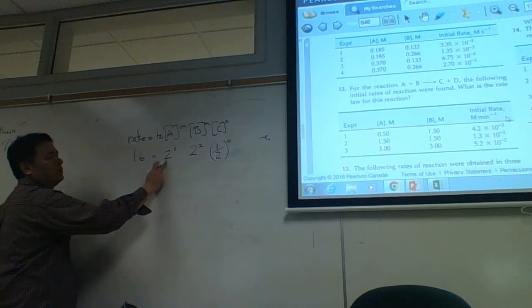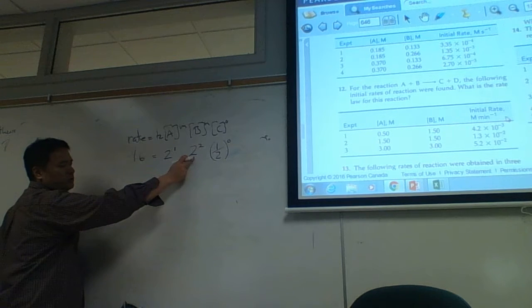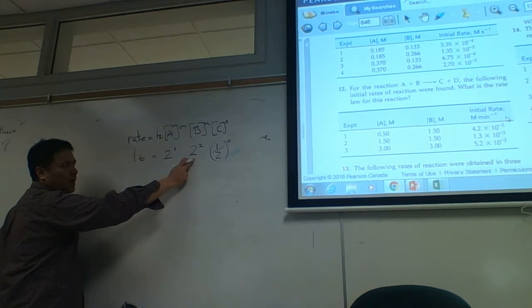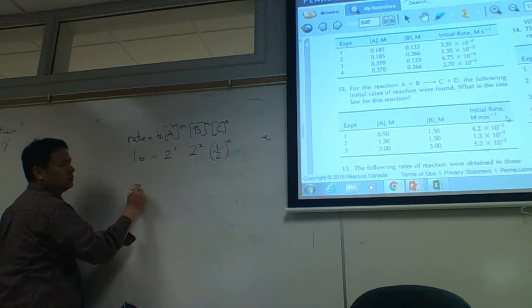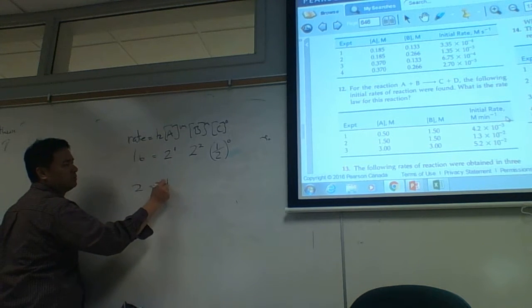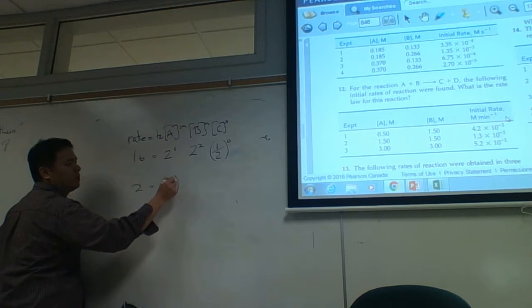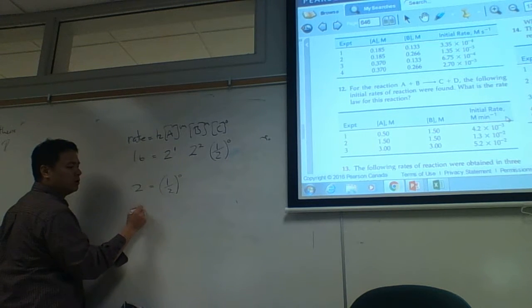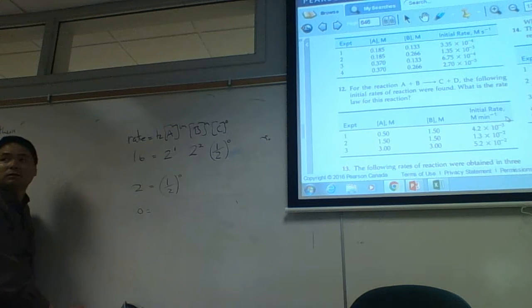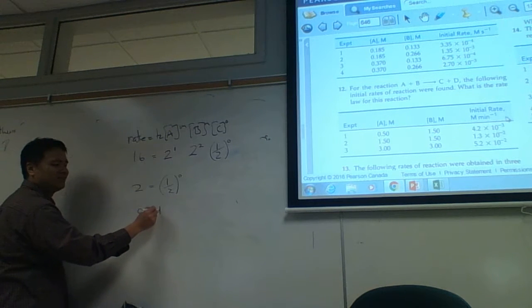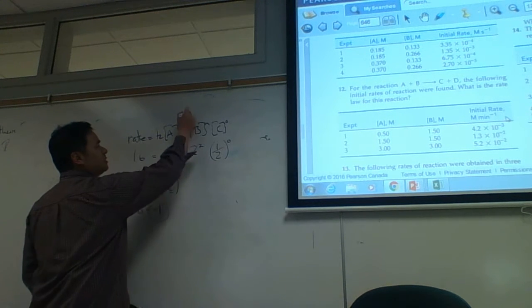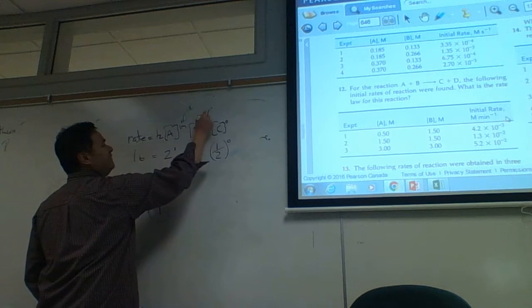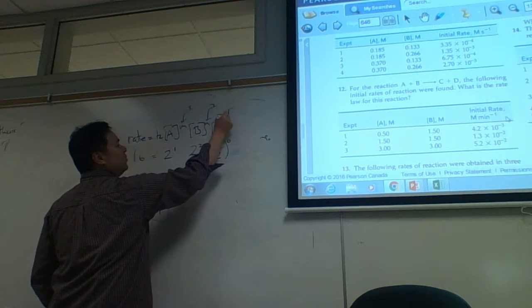And so what is it? Well, 2 times 2 squared would be 8. Divide both sides by 8, we get 2. 2 is equal to 1/2 to the o power. Therefore, o must equal... it's got to be -1. And so this is kind of an unusual reaction. m is 1, n is 2, and o is -1.